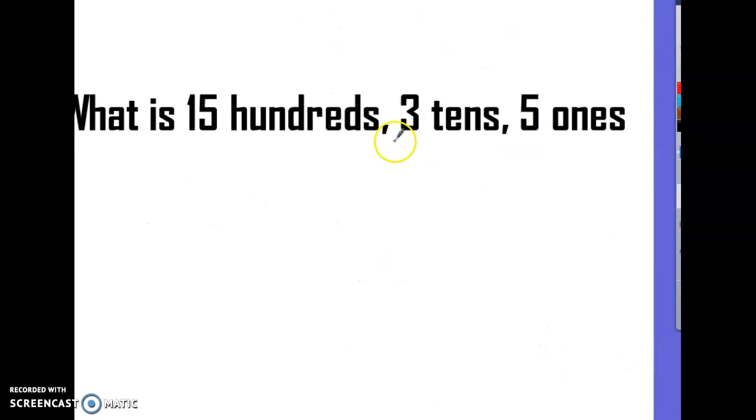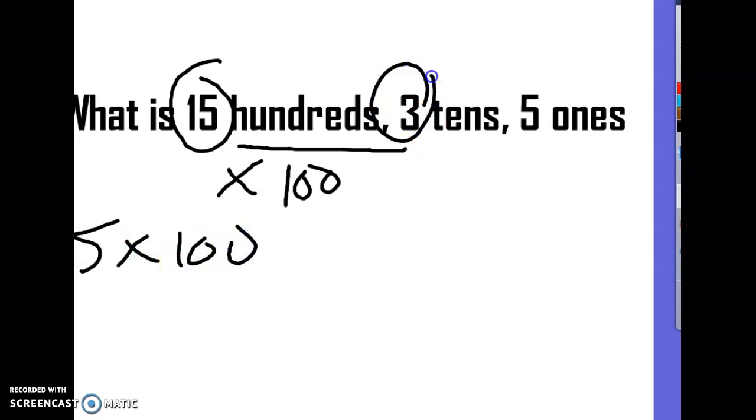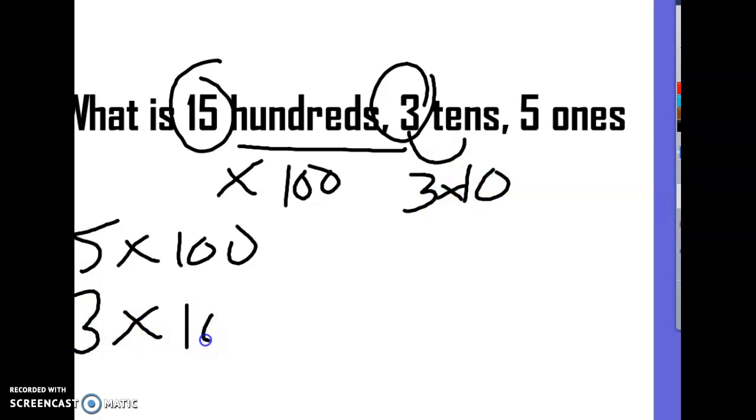Okay. What is 15 hundredths, 3 tens, 5 ones? So again, we're going to solve 15 hundredths. So that's 15 times what? 15 times 100. All right. Then we're going to solve 3 tens. So that's 3 times what? Good. 3 times 10. Then we're going to solve 5 ones. So that's 5 times 1.